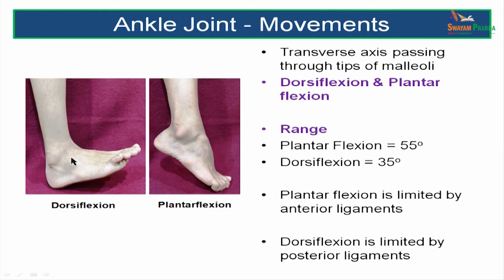about 35 degrees. Plantar flexion is limited by the ligaments on the anterior side, by the tension of the tendons on the anterior side and the anterior portions of the capsule. Dorsiflexion is limited by tensions of the posterior tendons like the tendocalcaneus and the posterior capsule, and that is why you find that dorsiflexion has a less range of movement than plantar flexion.